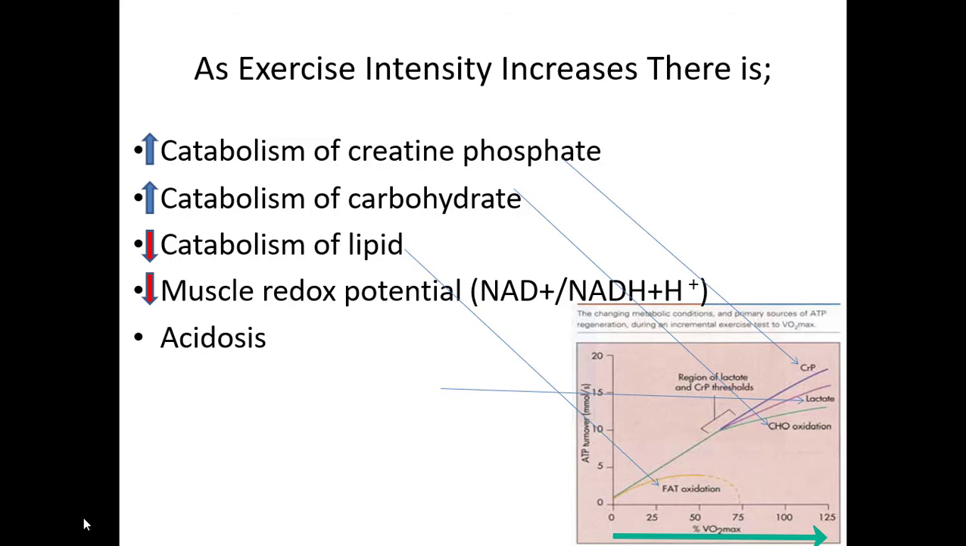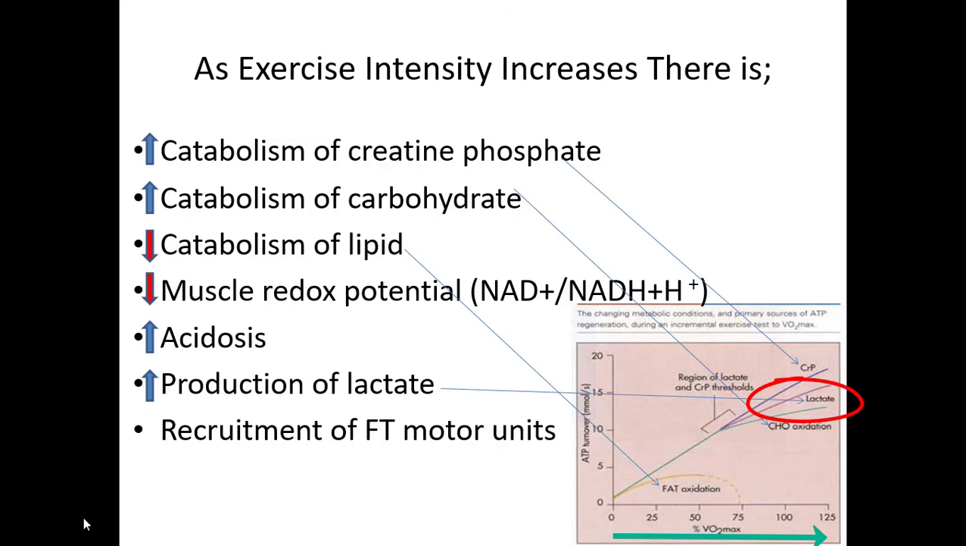And how about metabolic acidosis? If we increase exercise intensity, does metabolic acidosis increase or decrease? Increase is right. And how about lactate production? If you increase exercise intensity, increase or decrease? Increase is right. And as you already know, slow twitch slow motor units are recruited first, and later fast twitch motor units are recruited. So recruitment of fast twitch motor units increases as exercise intensity increases.